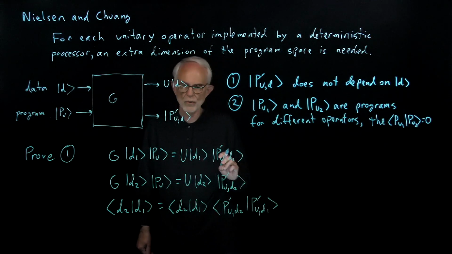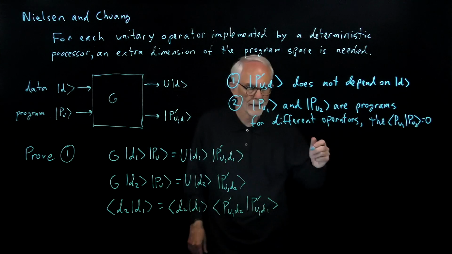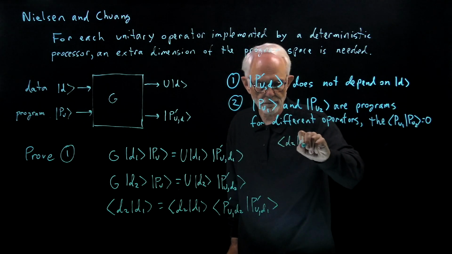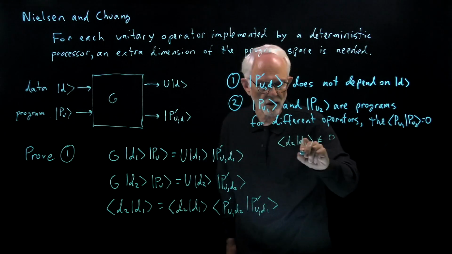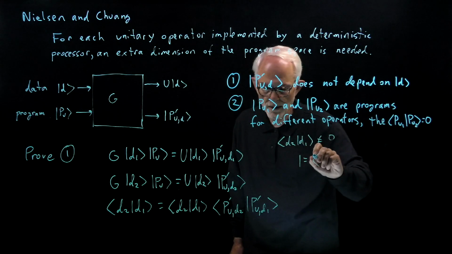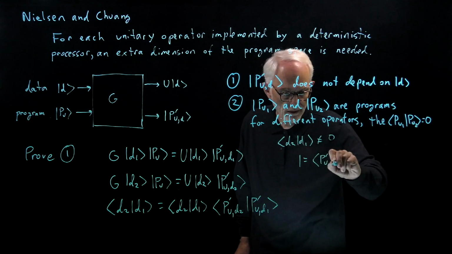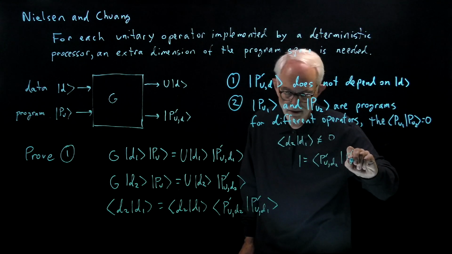Now, if the inner product of D2 with D1 is not 0, I can cancel it out. Then I just get that 1 is equal to the inner product of P prime U D2 with P prime U D1.